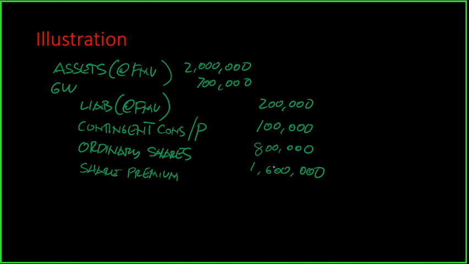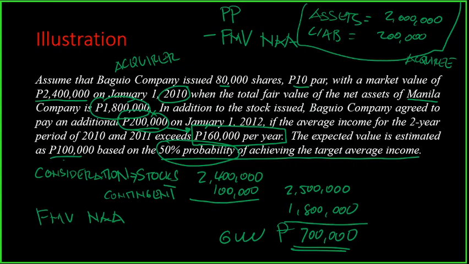Okay, so you might be saying, Sir, is it really just the balancing figure? Is that how it really works? Well, it works. But another way to compute that is if you have the fair market value of your ordinary shares, the total of these two should be equal to the fair market value of your shares that are issued. That's the shortcut. So let's go back. What's the fair market value of the shares? It's 2,400,000.